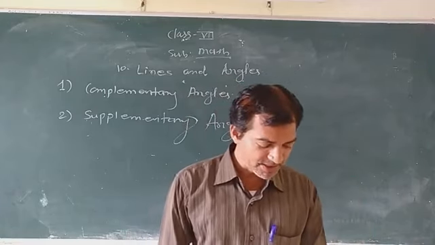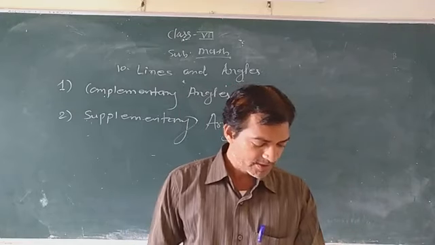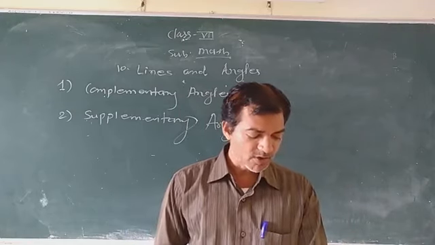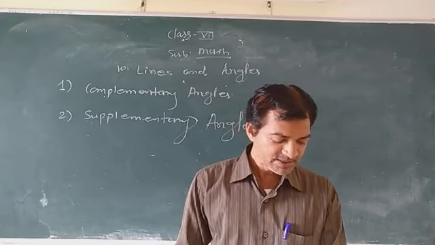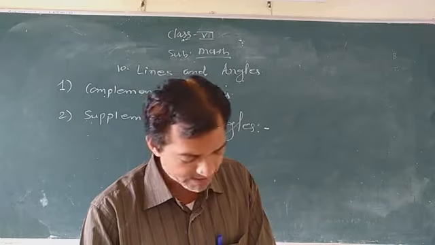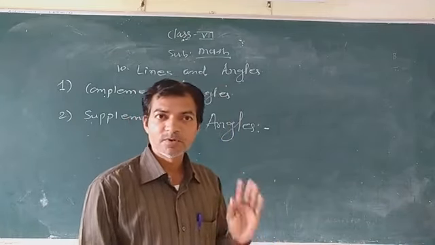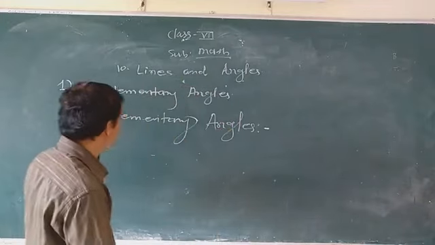So you have to write the definition which is given on the same page, page number 134. Two angles are called supplementary if the sum of their measures is equal to 180 degrees, and the diagrams are also given there. Again I am drawing the diagrams. You have to write the definition and then the diagram. So see here, the diagram is like this.